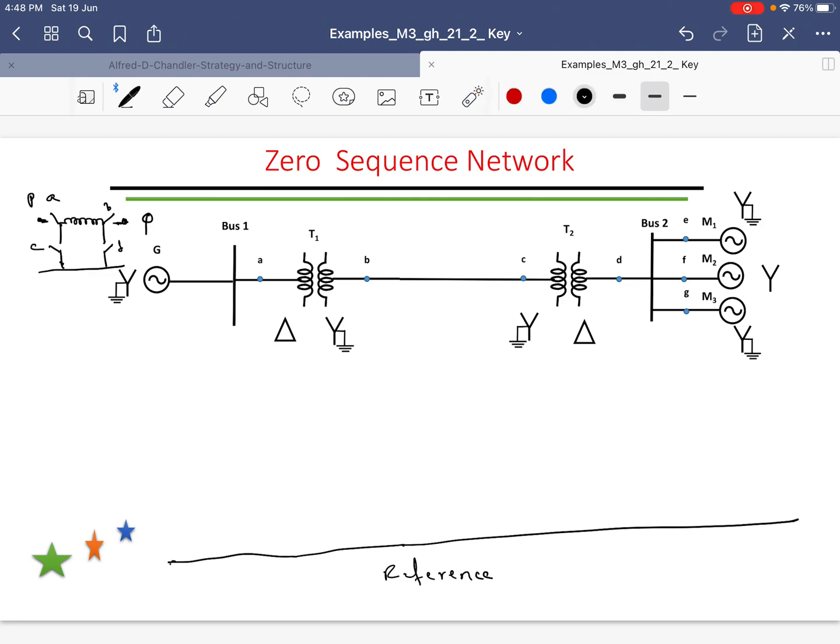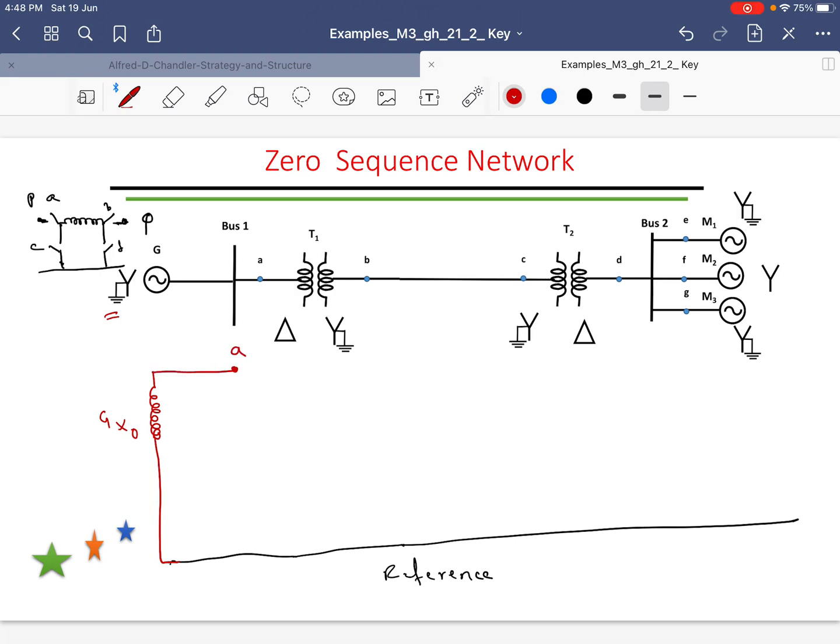Therefore, what you have to do is draw the generator with its zero sequence reactance to the ground. That is, it is X0 of generator. Okay, because it is connected to ground, because it is grounded here.